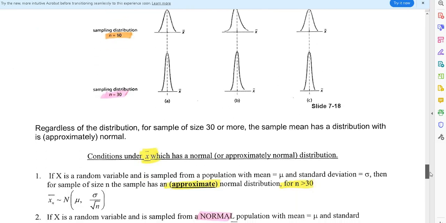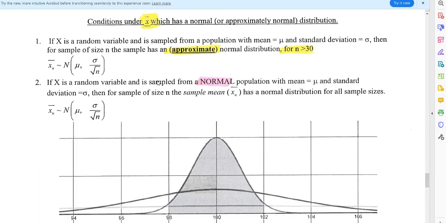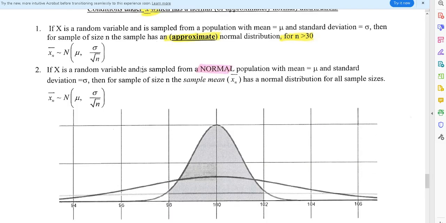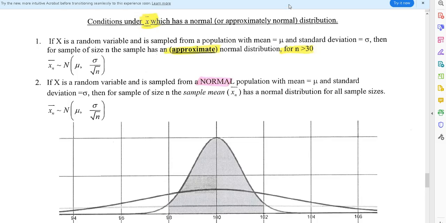That random variable either has a normal distribution or approximately normal distribution, depending on whether or not you sampled from a population that was normal or some other population. But for samples of size 30, you're going to have at least an approximately normal distribution for the sample mean. So let's try and do some problems that relate to this.